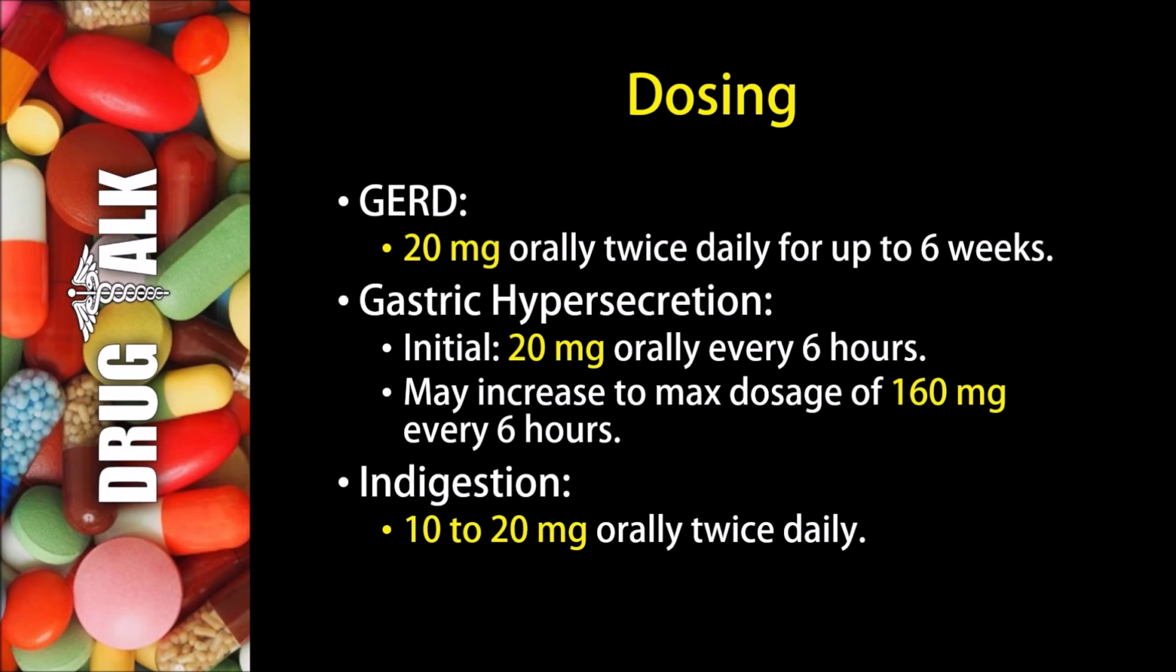for usually up to 6 weeks. In gastric hypersecretion, the initial dose may be 20 milligrams orally every 6 hours, with the option to increase this dose to a maximum dosage of 160 milligrams every 6 hours. For indigestion, we may see 10 to 20 milligrams orally twice daily.